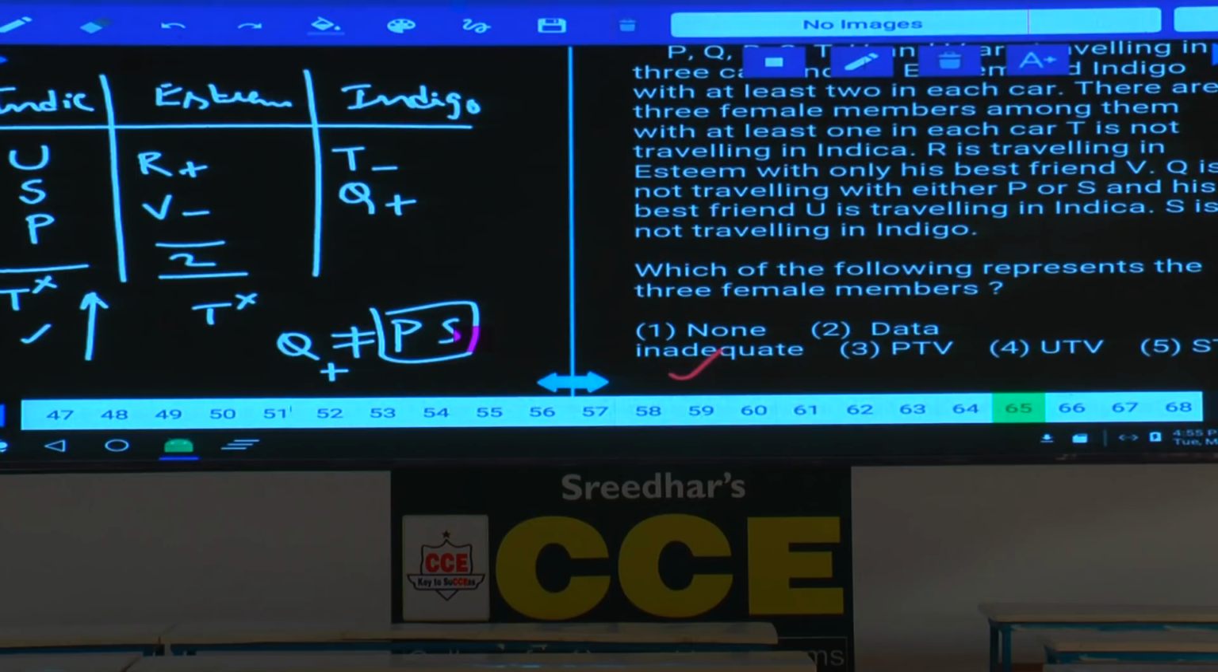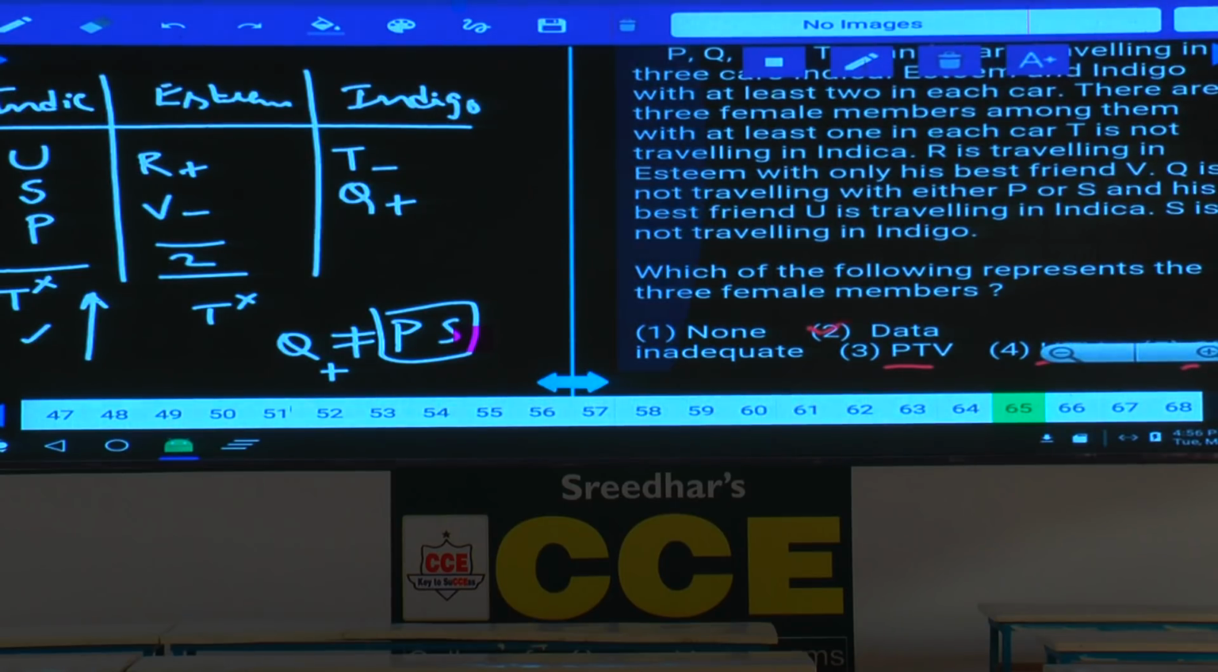And 65, now in this 65, which of the following represent the female members? Now female members, P, T and V. T and V are females, but P may or may not be, we are not 100% sure. U, T and V. T and V are females, but U may or may not be a female, and this is also ruled out. S, T, V, this is also ruled out. Then what is your answer here? Data inadequate rather than none of these. Because no information regarding the genders of these persons is given. Hence it is data inadequate, that is choice 2.